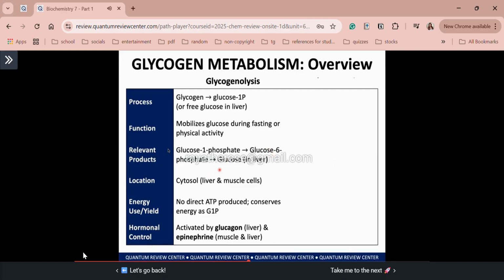So these three relevant products are localized inside our body. So it depends on our body needs. Okay? So fourth, location, always as a granule. So cytosolic granule, mainly in our liver and muscle cells. So a source of glucose for liver and a source of energy for muscle.